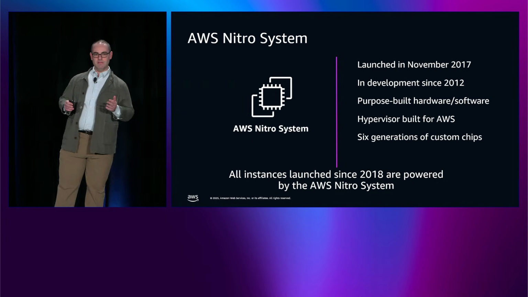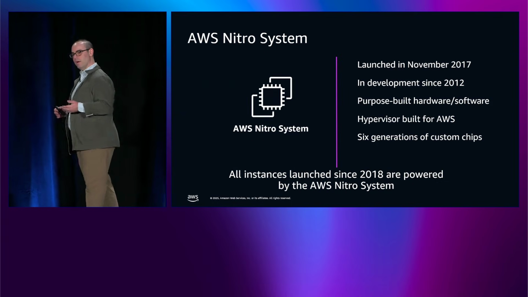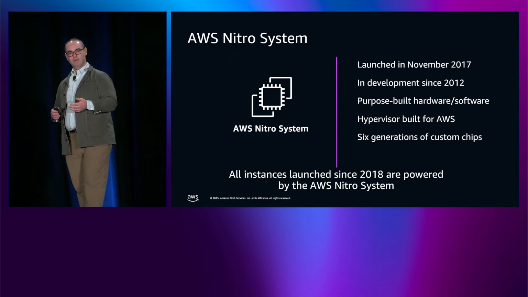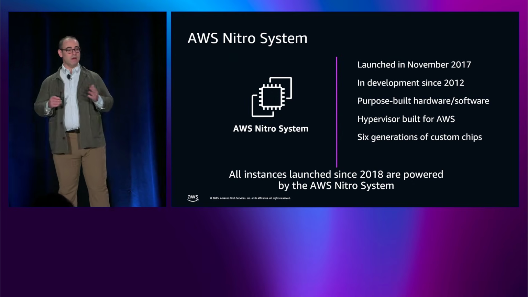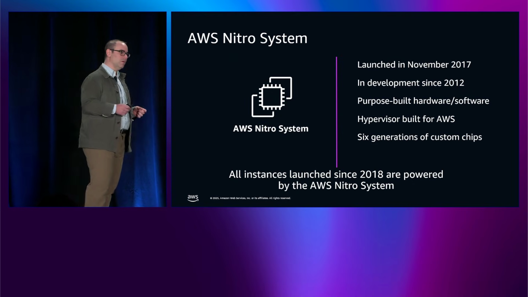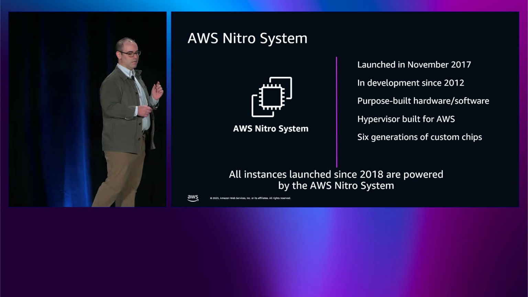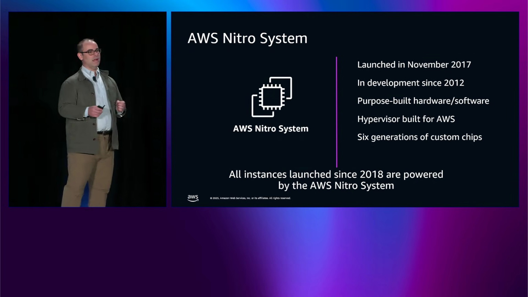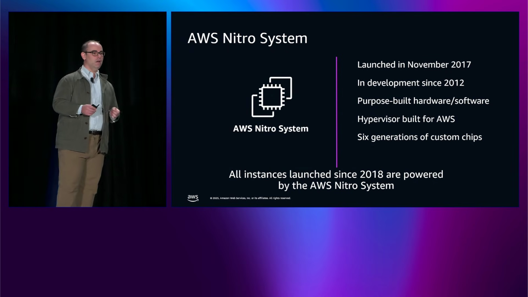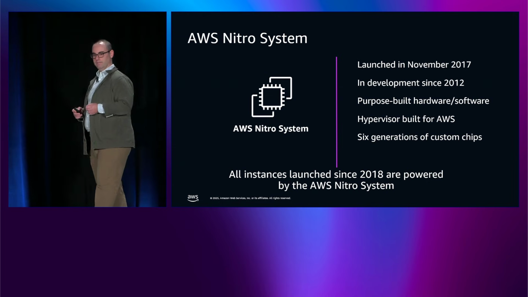The Nitro system is based on purpose-built custom hardware, software, and associated firmware. It features a hypervisor based on KVM that's been custom built for our specific cloud needs, and is powered now by its 6th generation of custom Nitro silicon.